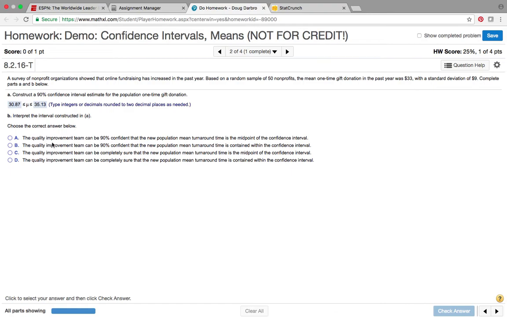So the quality improvement team can be 90% confident that the new population mean is the midpoint. No, it's not the midpoint. The midpoint is the sample mean. The quality improvement team can be 90% confident that the new population mean turnaround is contained in the confidence interval. Seems reasonable. Can be completely sure? Guys, you can't be completely sure on any confidence interval, so B is clearly the right answer.